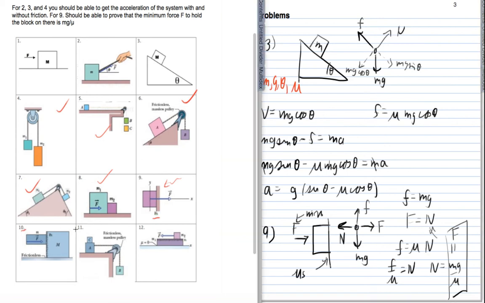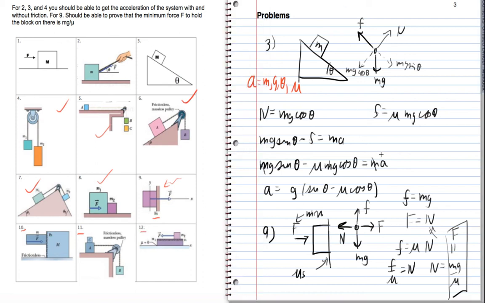Number 10 was a great practice problem, as were 11 and 12, but we're not going to worry about those on this exam, so I would just restrict your attention to the problems that we've done here. Hope that was a little bit helpful.